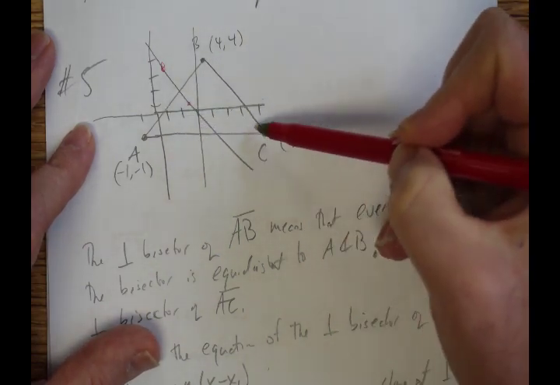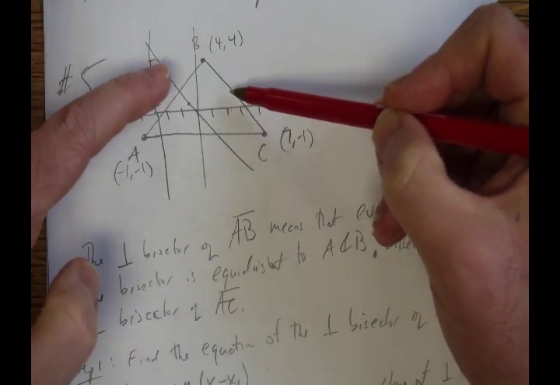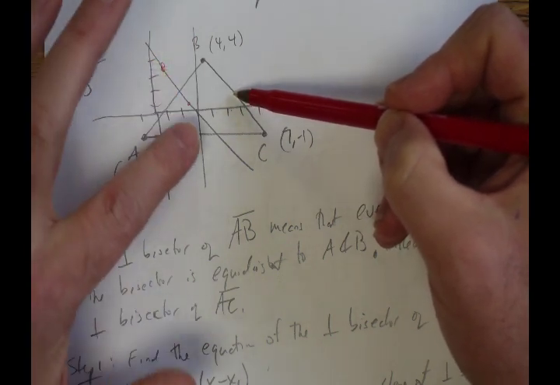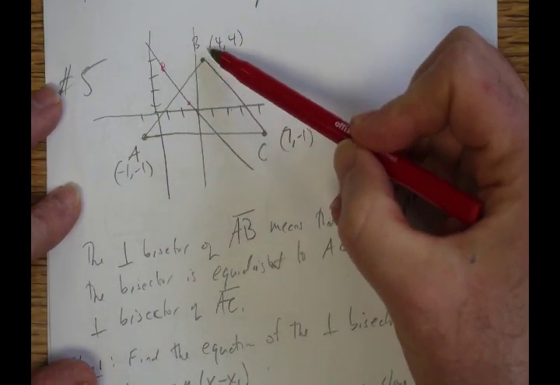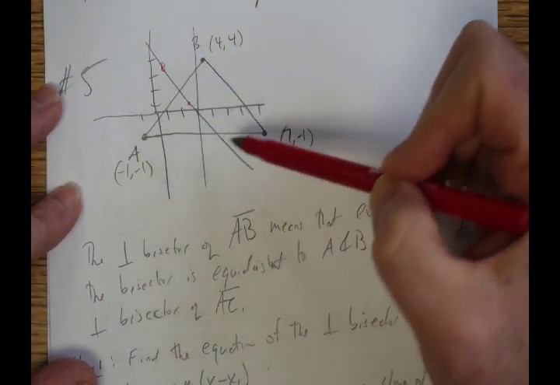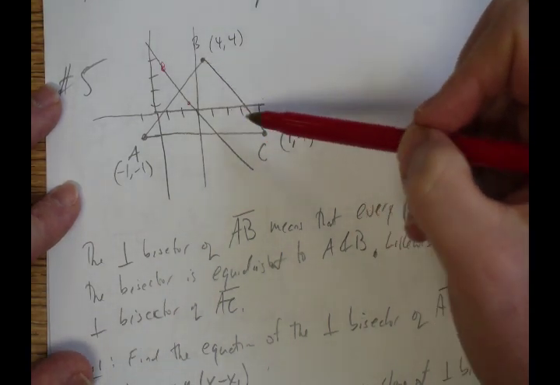And even though I used AC, I could have found the perpendicular bisector of BC and matched up these two perpendicular bisectors or these two perpendicular bisectors. It doesn't matter. So if it's equidistant from A and B and it's equidistant from A and C, then that must mean that it's also equidistant from B and C.